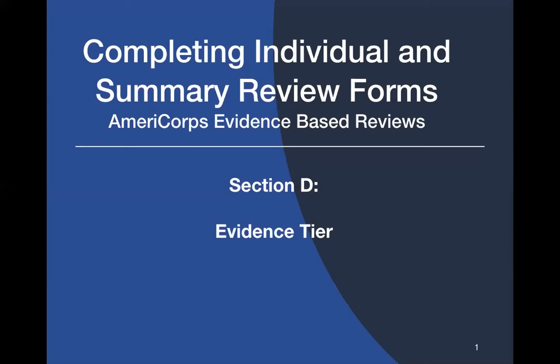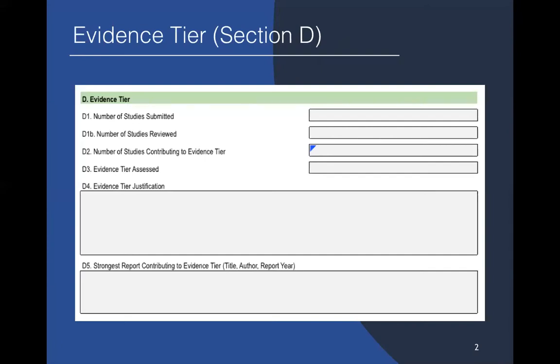Completing individual and summary review forms. AmeriCorps Evidence-Based Reviews, Section D, Evidence Tier. Section D of the individual and summary review forms focus on the evidence tier of supporting studies submitted with AmeriCorps state and national grant applications. The section is comprised of only 6 fillable fields through drop-downs, boxes, and text fields.